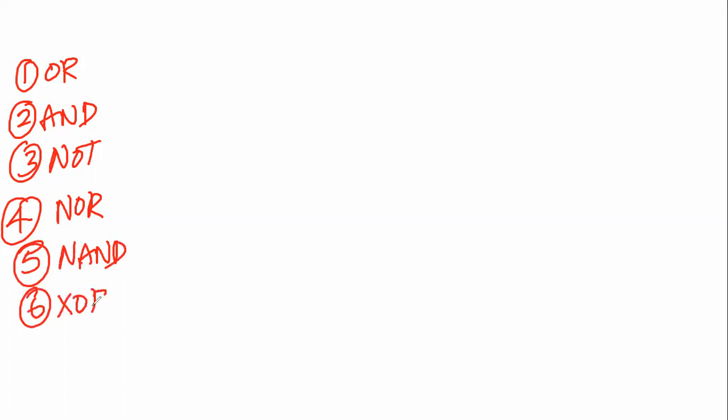Logic gates, how many are there? In total, there are 7 logic gates, though I said 6. One is the OR gate. Second one is the AND gate. Third one is the NOT gate. Fourth one is the NOT OR gate, called the NOR gate. Fifth one is the NOT AND gate, called the NAND gate. Sixth one is the XOR gate. Seventh one is the XNOR gate. These are the gates.